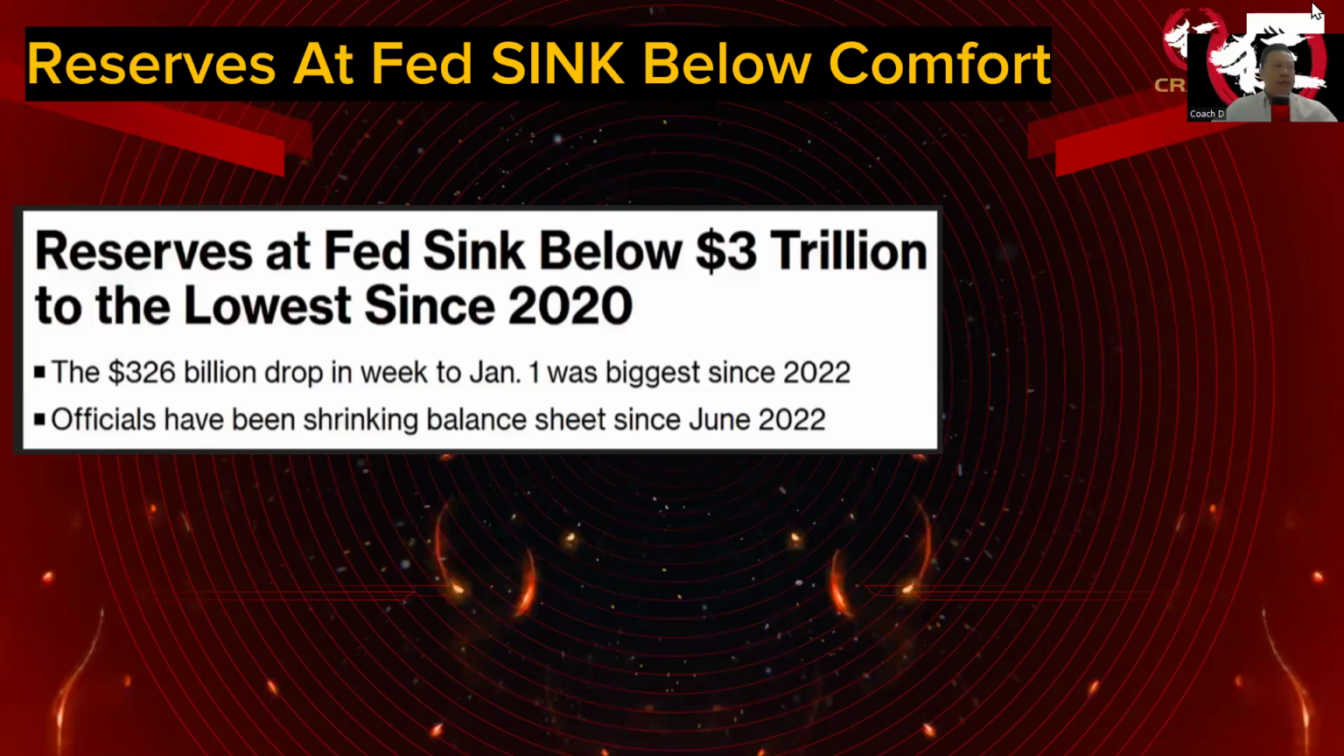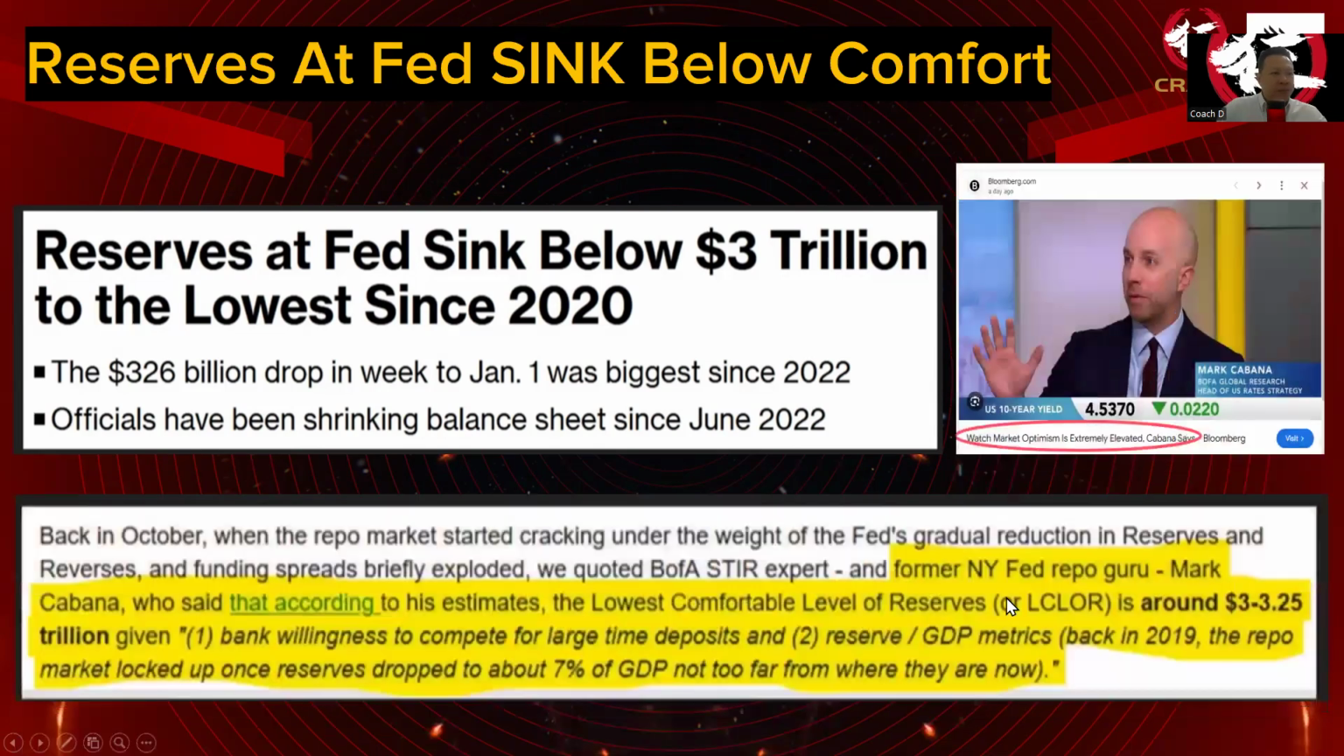Now, one thing to note is that the Federal Reserve's reserves have fallen below the $3 trillion mark. What does it mean? Well, if you know this guy, his name is Mark Cabana, the former New York Federal repo guru. He says that the level of confidence is around $3 to $3.2 trillion. And right now we can see that it has gone below $3 trillion, and this is something they are not comfortable with at all.